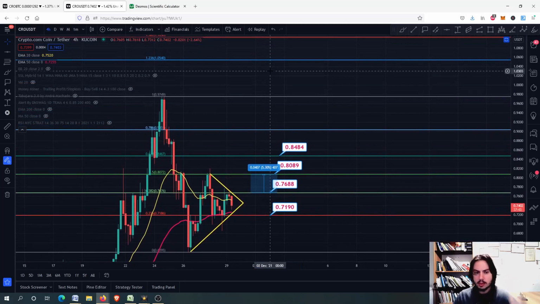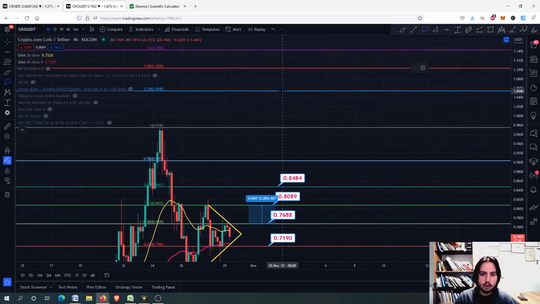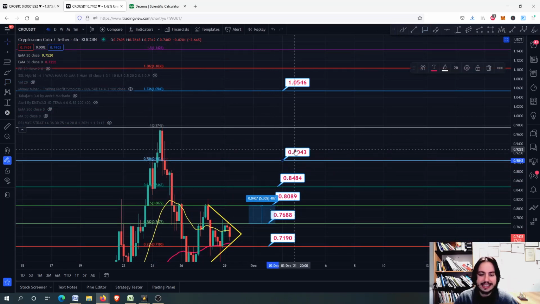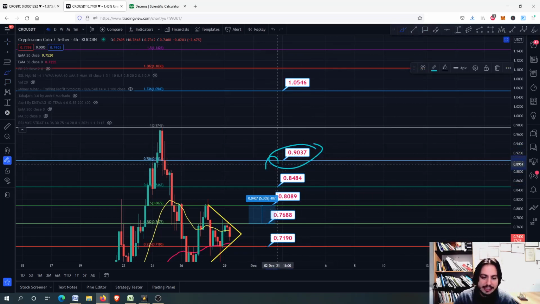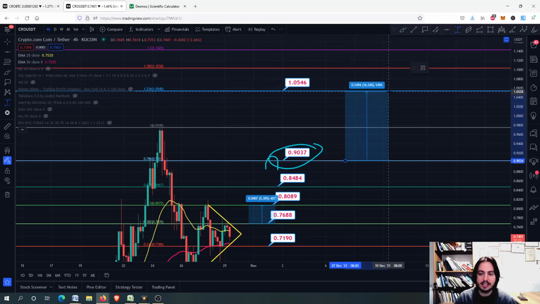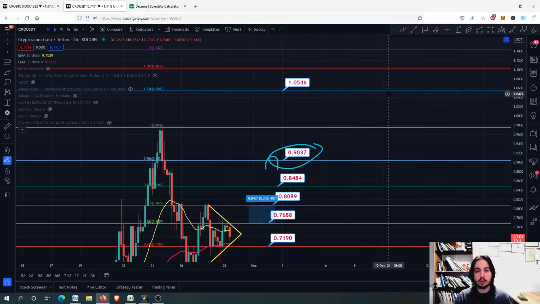All right, what do we need in order to get to the 1 Tether USD? We have to break and close above the 90. That's where we minimize the risk. At the 90 cents, we minimize the risk here, and therefore closing above, seeing the body of the candlestick closing above, we can go even higher into the 1.05. That is another 17% profit, which is pretty good and amazing.